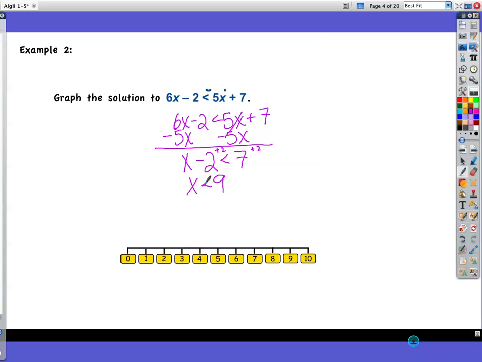If you have less than, you have an open circle. We do not fill that in, and we have everything less than, which means you go to the left of 9. So anytime you see this solid circle is anytime you have greater than or equal to, less than or equal to. You will put an open circle when you have greater than or less than.